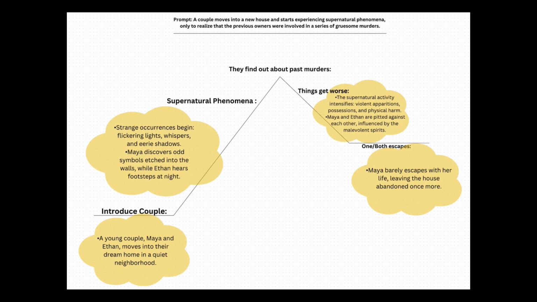Our story ends with Maya barely escaping with her life. She leaves the house and it's abandoned again. Now, in my story, only one person will survive. The details of how only one person survived or how we get there, again, I've said this throughout the video, will be in a more detailed outline.